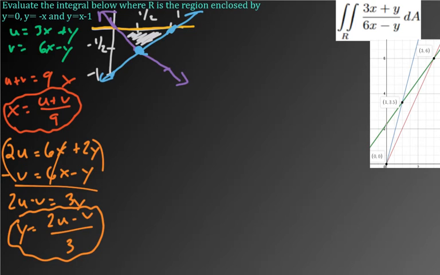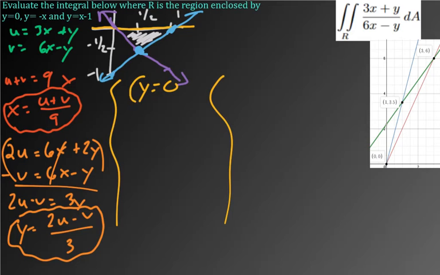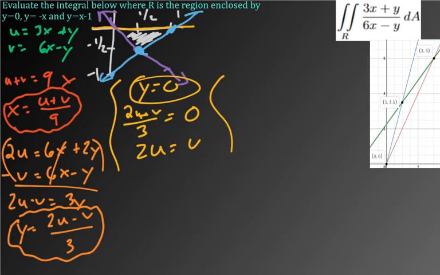So this is where we'll get into utilizing this. Let's just do y equals 0 first. So y equals 0, that line, you're going to go over here and say y is equal to 0. So (2u minus v)/3 equals 0, or 2u equals v. And that's basically all we would really need to do. We just need to get it in terms of a nice equation that we can graph.